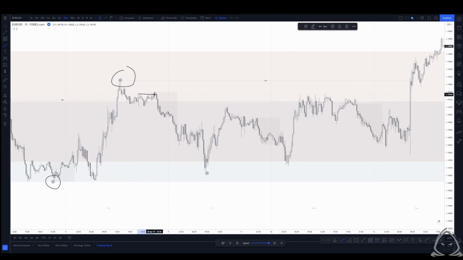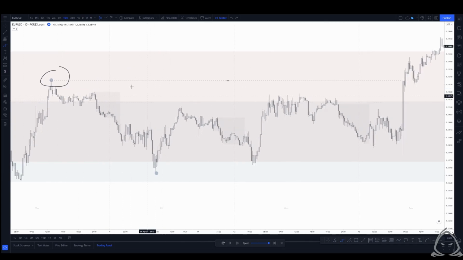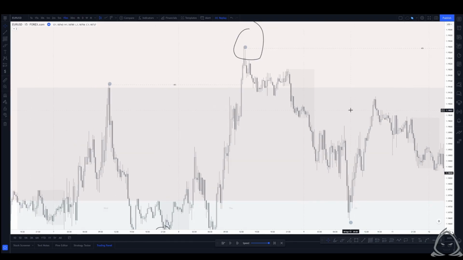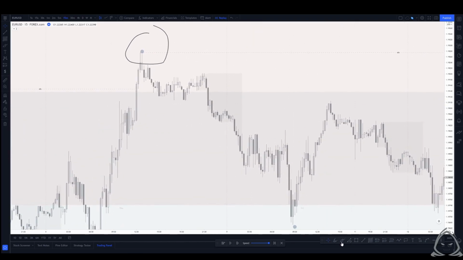We do get a very minor change of character, as we can see that price just barely breaks structure here. I can't draw a straight line today, but get the idea. I'll zoom in just a little bit more as well. And one of the biggest things about market structure, whether it's swing structure, whether it's minor structure, whether it's substructure, is how do we break structure and what happens next after we break structure.